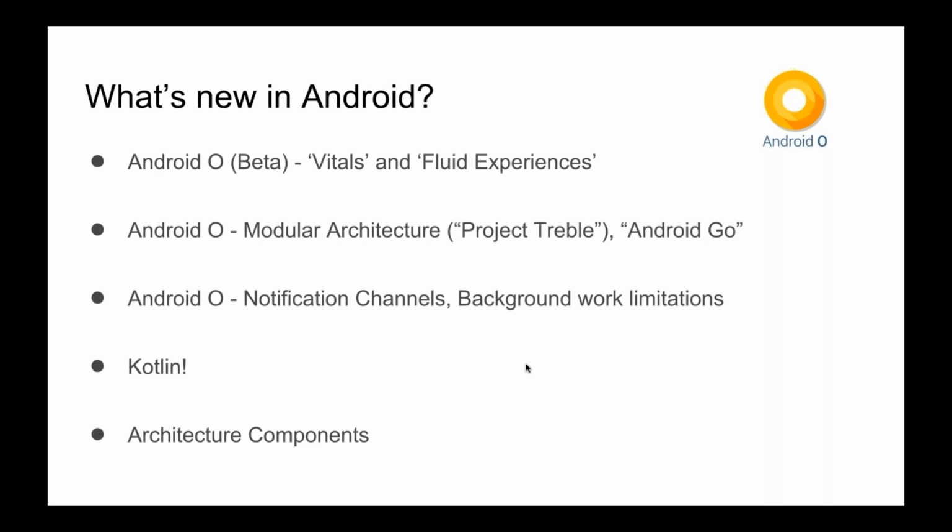Moving on to the more relevant parts for us. So what's new in Android? Android O is obviously not new. It was released in the preview version a few months ago, but now it was released in beta. And they demonstrated O as in two adjectives you can say: the vitals and the fluid experiences. Vitals is where O focuses on battery life, security, startup time, and stability.